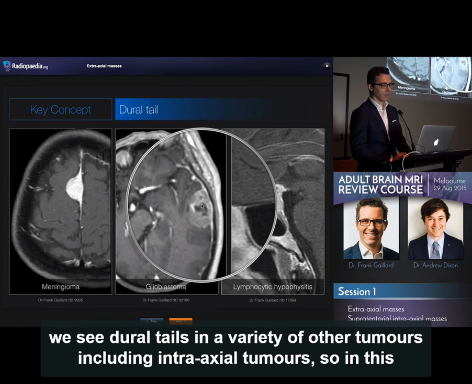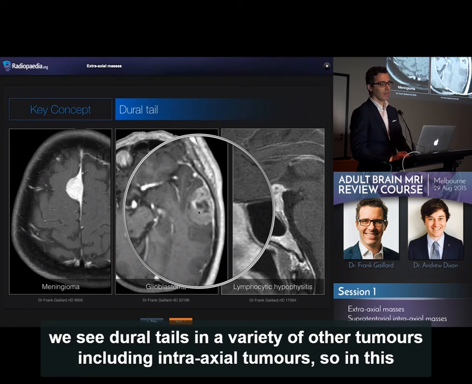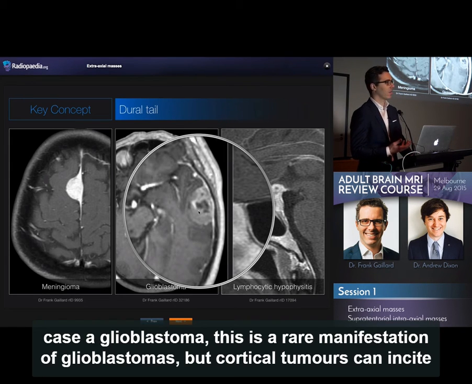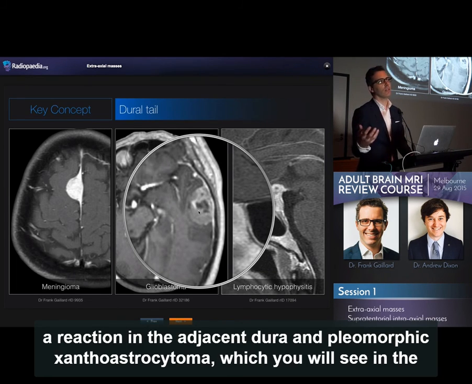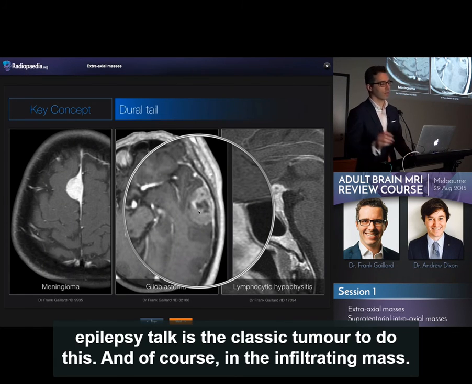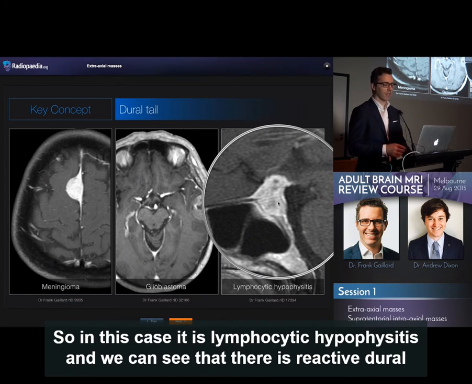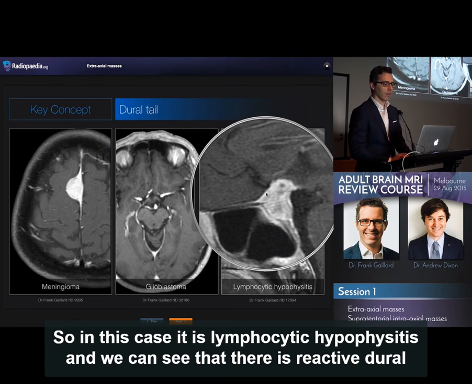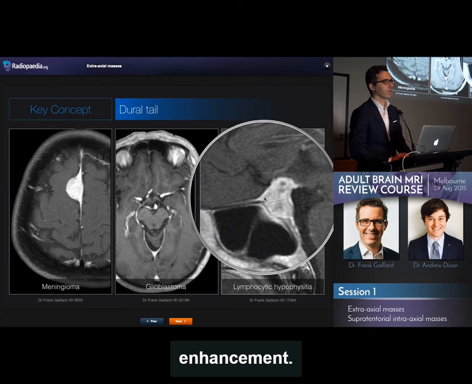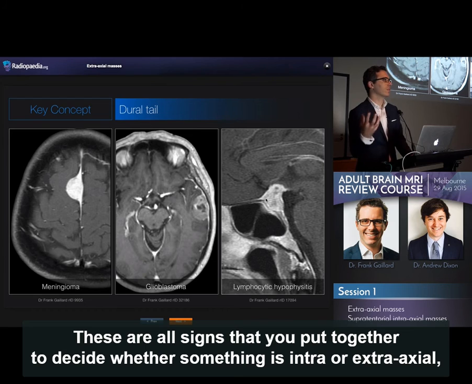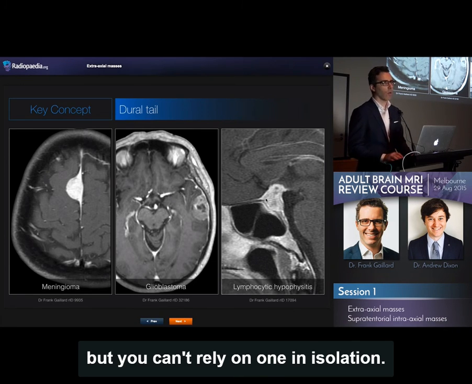But we see dural tails in a variety of other tumours, including intraaxial tumours. So in this case, a glioblastoma. This is a rare manifestation of glioblastomas, but cortical tumours can incite a reaction in the adjacent dura. And pleomorphic xanthoastrocytoma, which we'll see in the epilepsy talk, is the classic tumour to do this. And of course, any infiltrating mass. So in this case, it's lymphocytic hypophysitis, and we can see that there's reactive dural enhancement. So these are all signs that you put together to decide whether something's intra or extraaxial, but you can't rely on one in isolation.